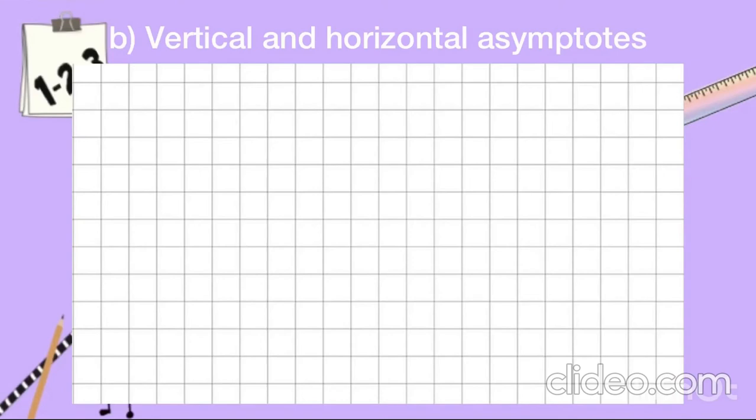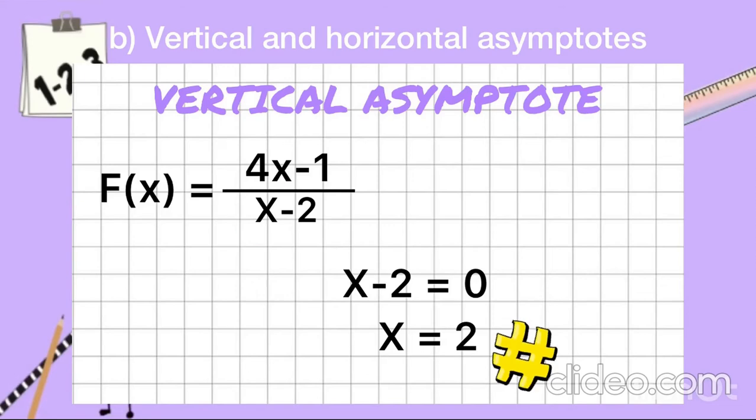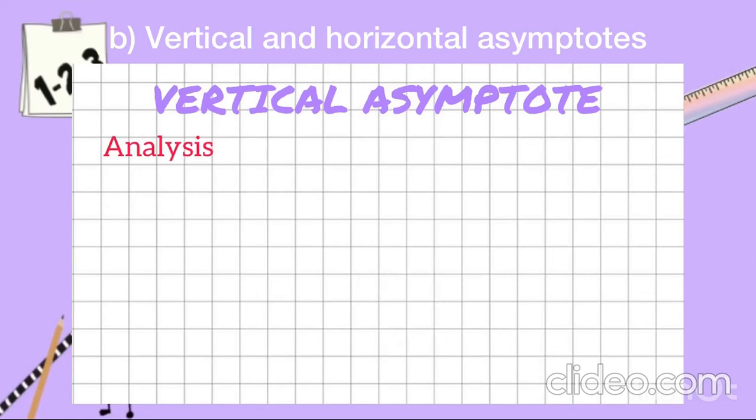Next, find the vertical and horizontal asymptote. For the vertical asymptote, we will let the denominator x - 2 equal 0. Then we will get the answer x equals 2. So this is our vertical asymptote. Next, we will try to find the analysis.